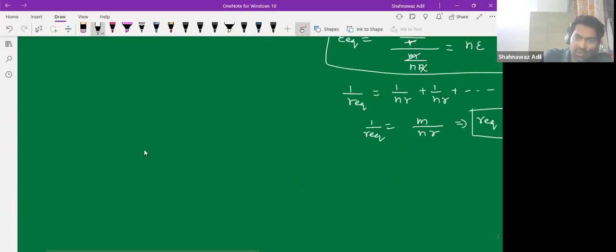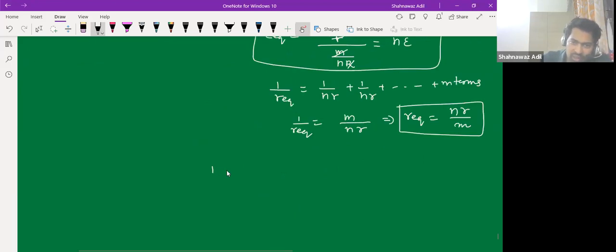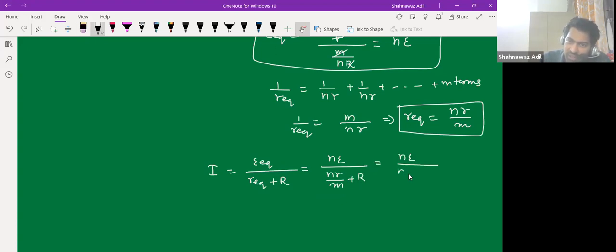So your current would be how much? Your current would be E equivalent divided by R equivalent plus R. So this is NE divided by NR by M plus R. So I can write this as NE divided by NR plus MR over M. So current would be MNE divided by NR plus MR.